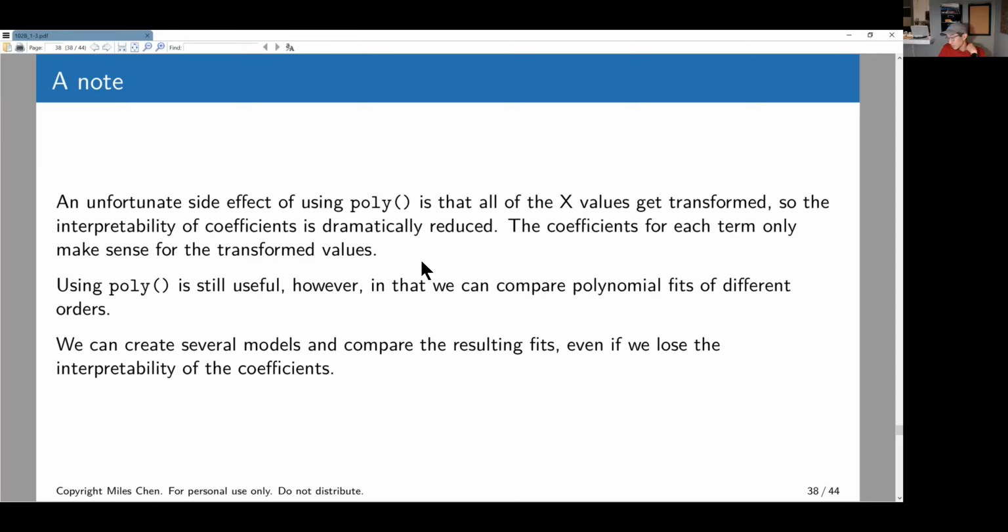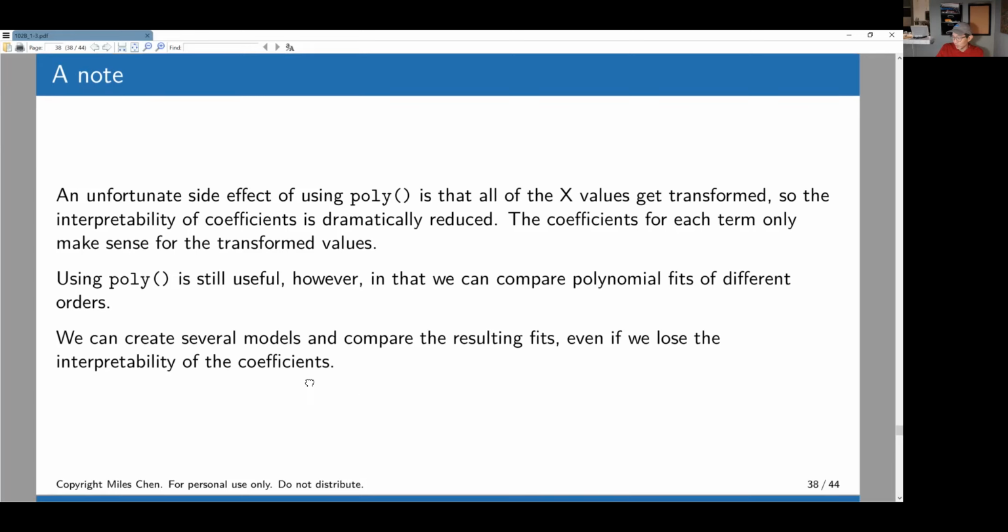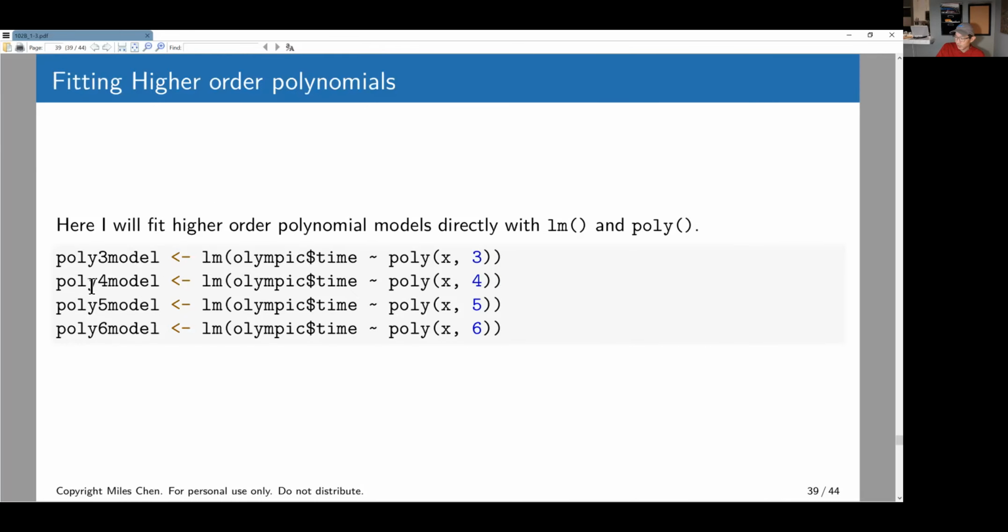but I would say poly is still very useful in that we can compare polynomial fits of different orders, and we can rapidly fit a whole bunch of different models, say a quadratic and a cubic and fourth order and fifth order polynomial and things like that. And we can compare the resulting fits even if we lose some interpretability. So I'm going to rapidly fit a third order polynomial, fourth order polynomial, fifth order polynomial, and sixth order polynomial. And I can just do this by saying I want to find a linear model fit between the winning race time and the year X, but transformed into third order, fourth order, fifth order, and sixth order. So poly X6 will create 6 columns. It'll create the linear column, a quadratic column, cubic column, fourth order column, fifth order, and sixth order column, and they're all going to be uncorrelated.